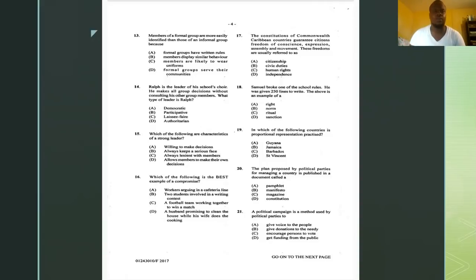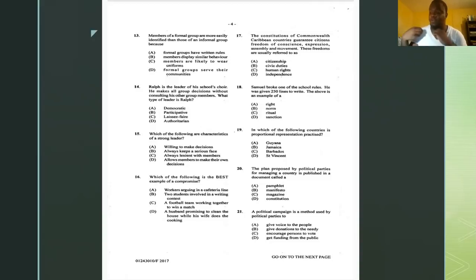Good. Number 15 says, which of the following are characteristics of a strong leader? Is it A, willing to make decisions, B, always keeps a serious face, C, always lenient with members, D, allows members to make their own decisions? Remember, when you're looking at the question, it's not what you like, but what the question is saying. It says, which of the following is a characteristic of a strong leader? So let's find the characteristic now of a strong leader.